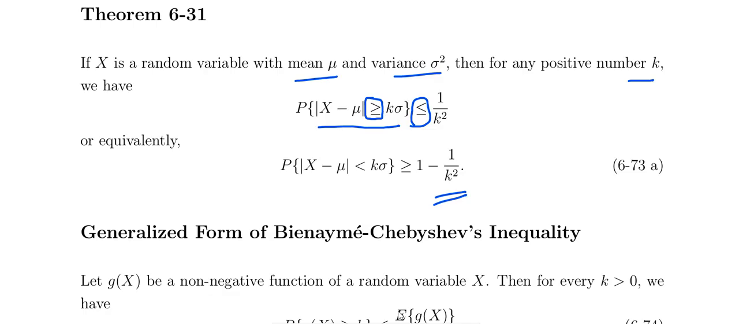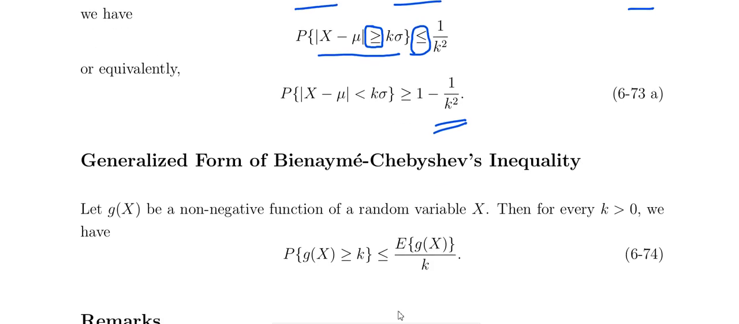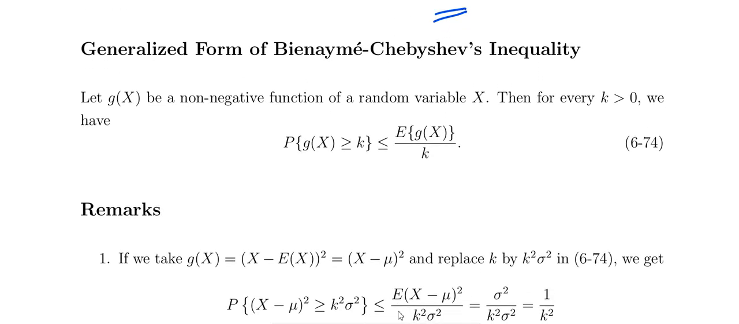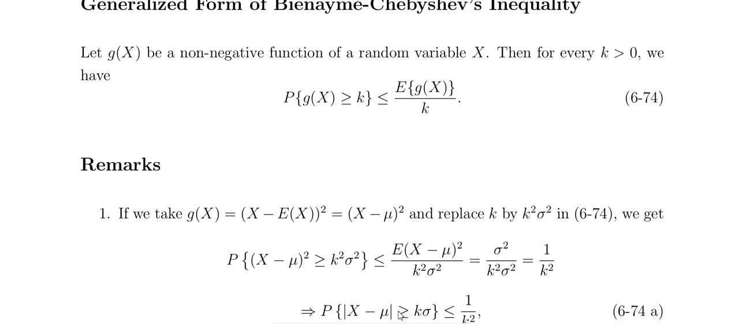And the generalized form of the Chebyshev inequality: g of x is a non-negative function of a random variable x. For every k greater than 0, we have the probability of g of x greater than or equal to k is less than or equal to the expectation of g of x divided by k. This is also called the Chebyshev inequality.